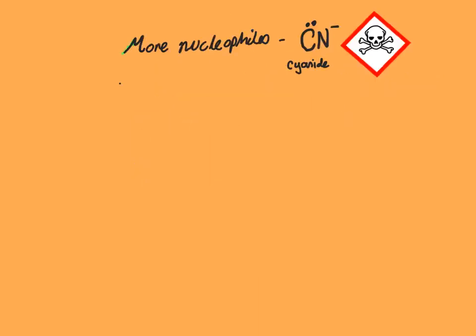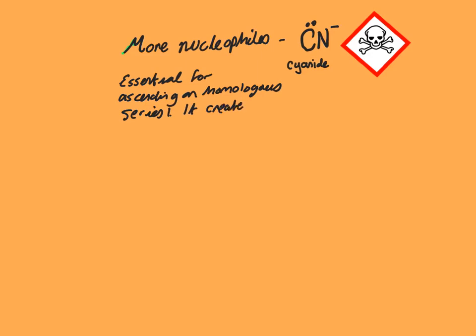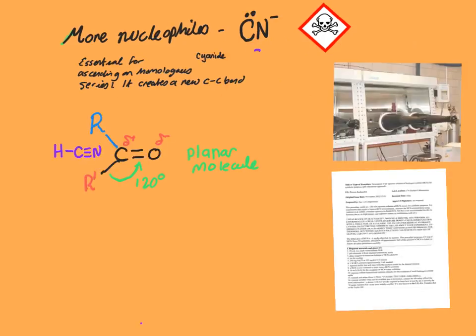Now we're going to look at another nucleophile. So we've met the hydride ion, and this is the cyanide ion. Cyanide ion is extremely toxic. However, it's essential in organic synthesis for what we call ascending an homologous series, increasing the number of carbon atoms as you go up an homologous series. And it's probably the only way to do it in aliphatic chemistry. So it's creating a new carbon to carbon bond. So this synthesis is carried out in fume cupboards as the cyanide ion is extremely toxic.